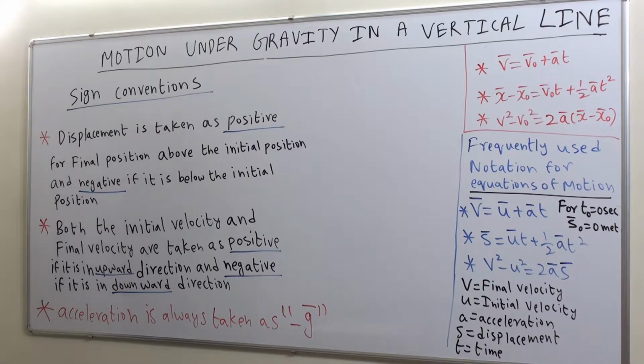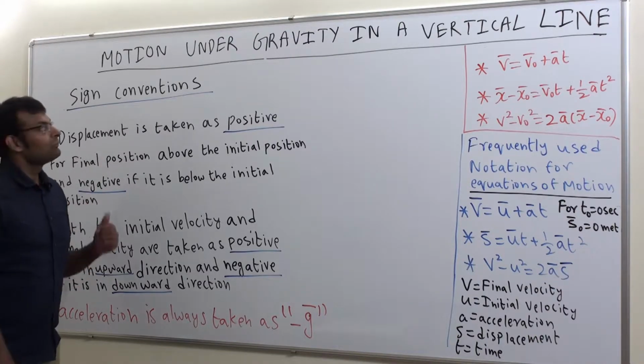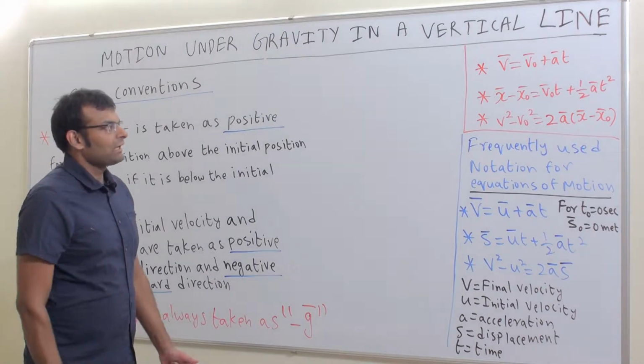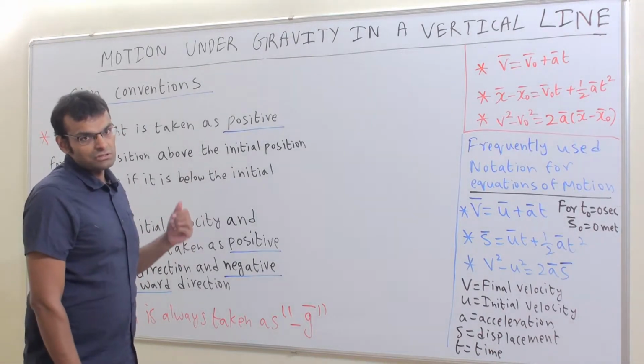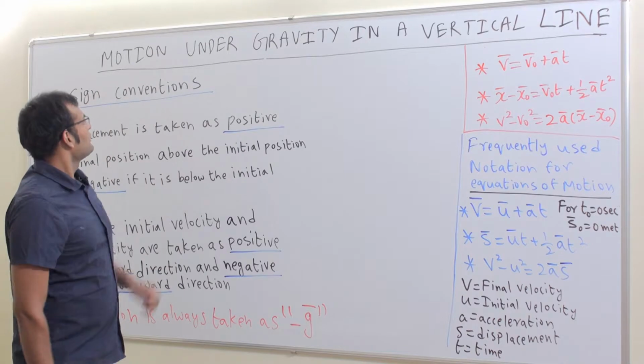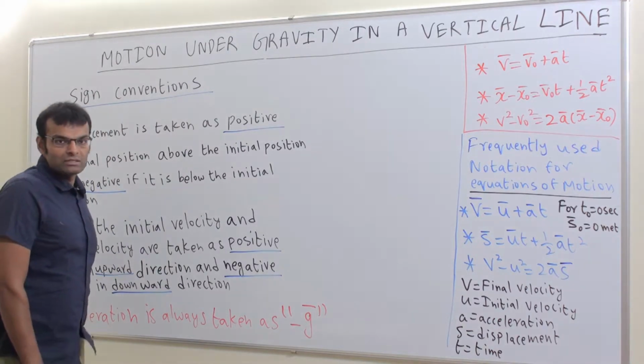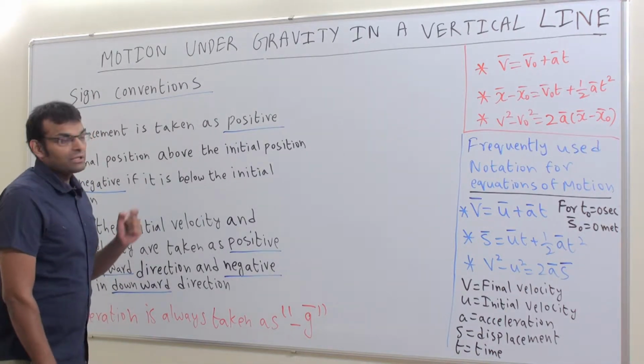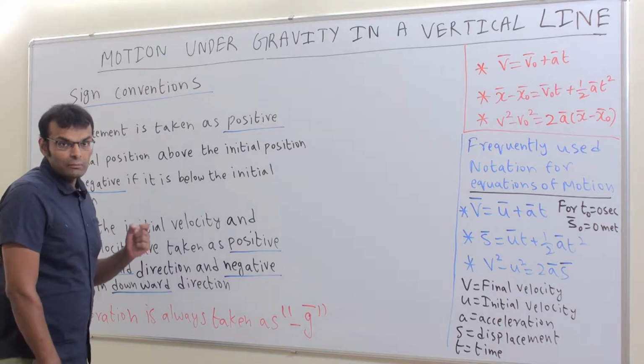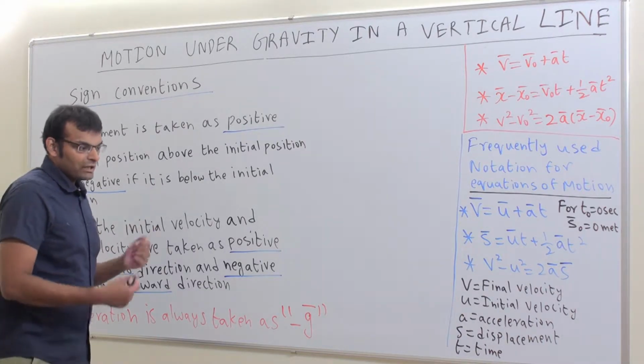In this class, we will be looking at the concept of motion under gravity in a vertical line. So what exactly is this concept all about? You can see from the words motion under gravity, what does it mean? It means that gravity plays a key role in the motion of an object. So let's take an example here.